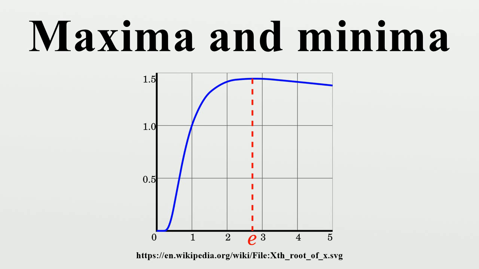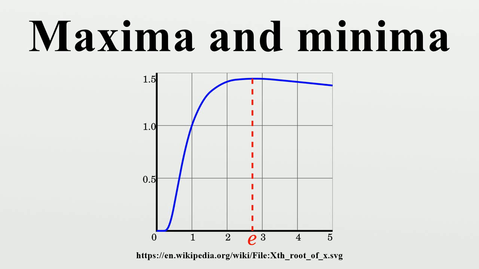Examples: the function x² has a unique global minimum at x equals 0. The function x³ has no global minima or maxima, although the first derivative is 0 at x equals 0. This is an inflection point. The function has a unique global maximum at x equals e. The function x^(-x) has a unique global maximum over the positive real numbers at x equals 1/e.